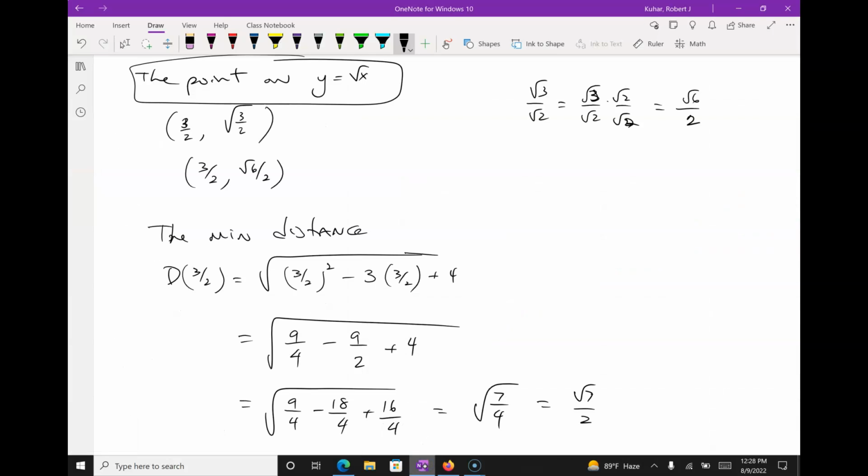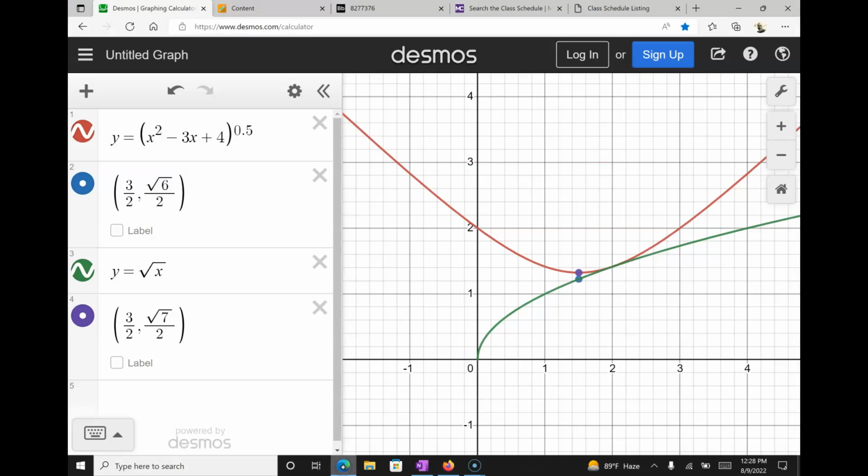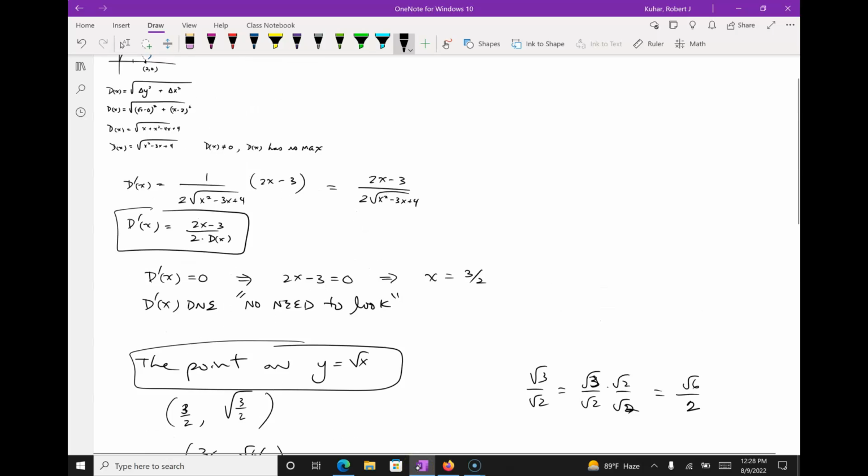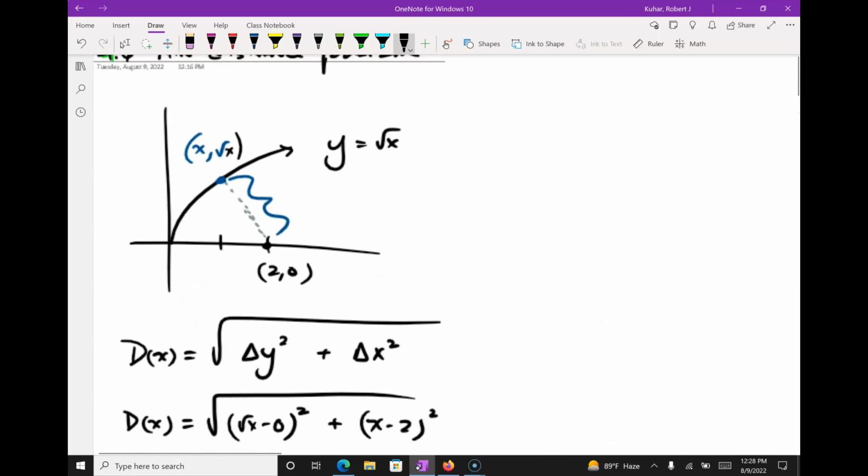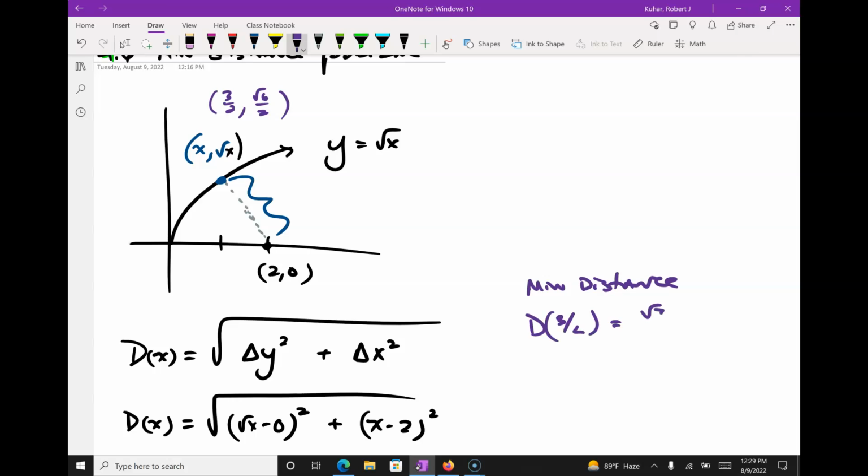What's that? The blue point. So remember, the original problem, we're trying to find the point on the curve that's the min distance from the point 2, 0. Right? And so I have figured that out, right? That is 3/2, comma, square root of 6 over 2. We're trying to find the min distance. We found that, right? Min distance we found. That is d of 3/2, and we got that as square root of 7 all over 2.